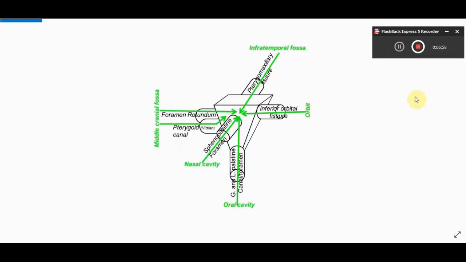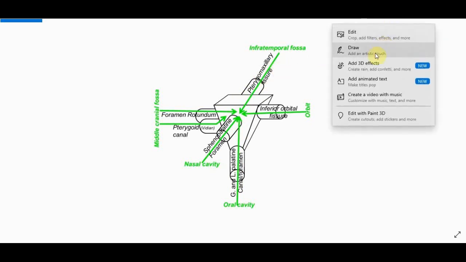Now, since we've taken a look at all the various boundaries, we can now take a look at the communications, keeping the schematic of the fossa in mind, and this is a schematic representation, right? So you can see we have represented the pterygo-palatine fossa as a pyramid. We have the apex of the pyramid, we have the base of the pyramid, and we have the various sides of the pyramid. This is the pterygo-maxillary fissure, and so this is going to help in our orientation.